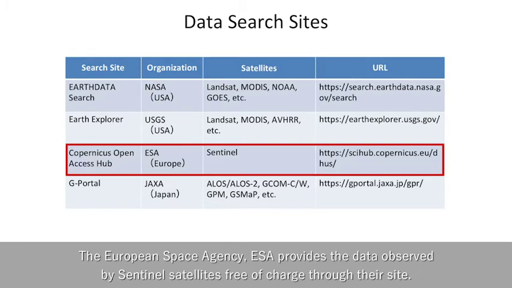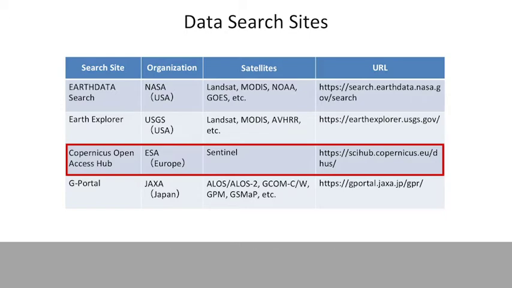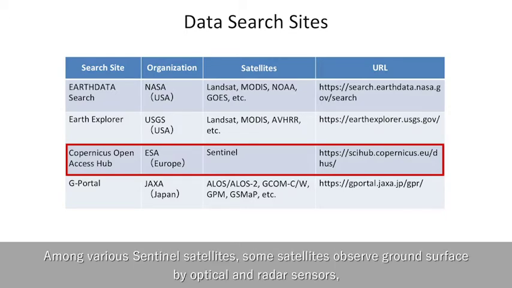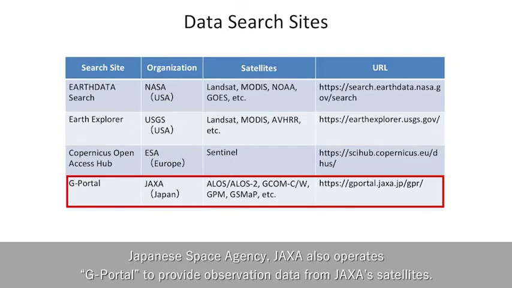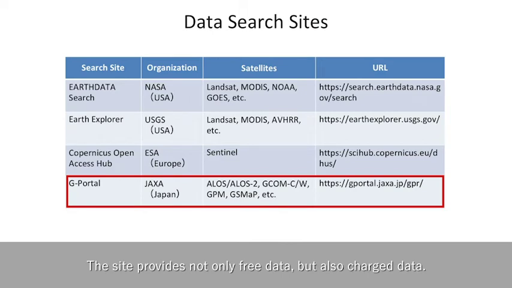The European Space Agency, ESA, provides the data observed by Sentinel satellites free of charge through their site. Among various Sentinel satellites, some satellites observe the ground surface by optical and radar sensors. The other satellites observe the atmosphere and ocean as well. The Japanese Space Agency, JAXA, also operates G-Portal to provide observation data from JAXA's satellites. The site provides not only free data but also charged data.